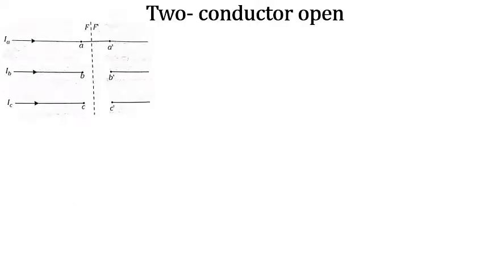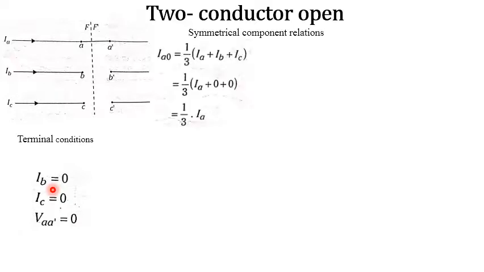Similarly, for two conductors open, meaning the B and C, there is B dash and C dash. Similarly, the terminal conditions are because of the open connection. So the current across B and C is 0, and the voltage of the other, healthy phase is going to be 0. So here the current of the B and C phases is 0, so we are able to calculate the phase current in terms of the symmetrical components.